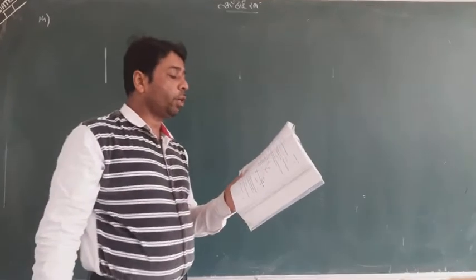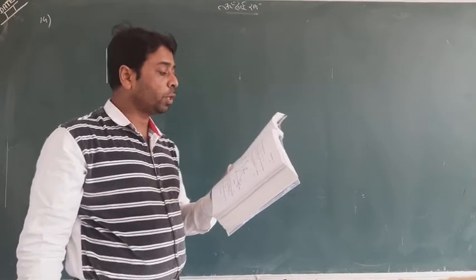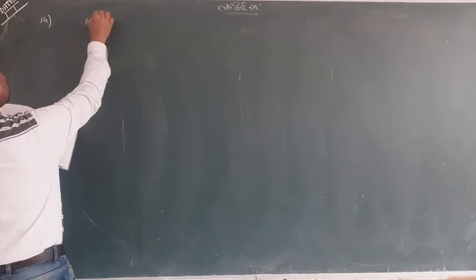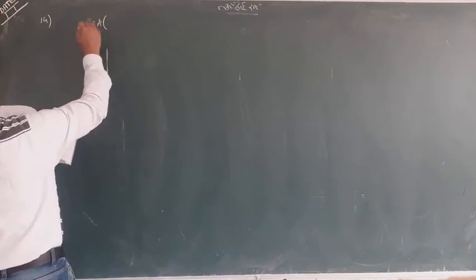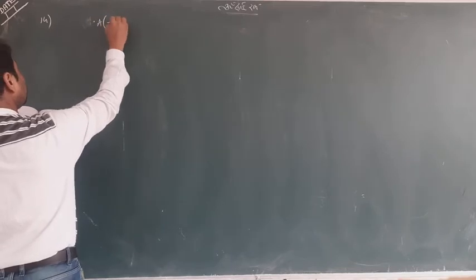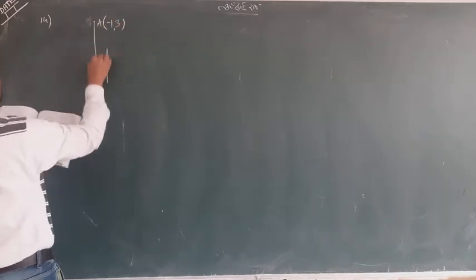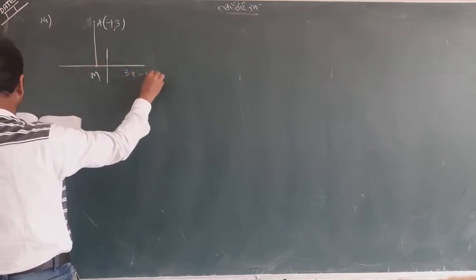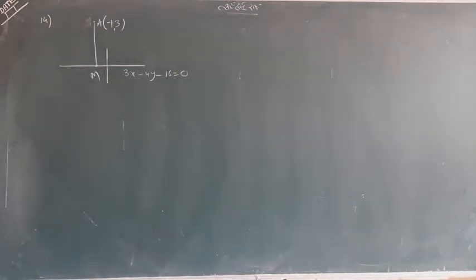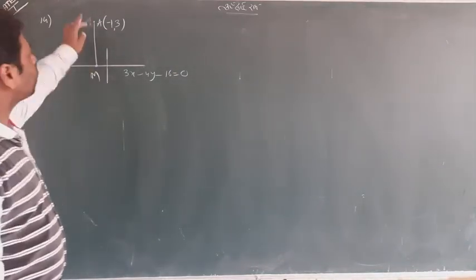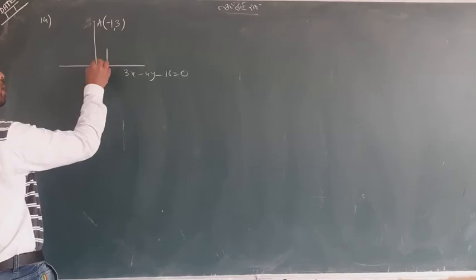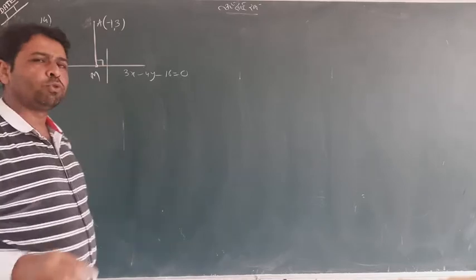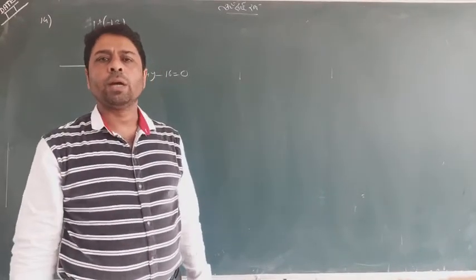Find the coordinates of the foot of the perpendicular from -1, 3 to the line. This question is a beautiful question actually. Let me explain. Suppose this point A is -1 and 3, and this is the line 3x minus 4y minus 16. We want to find the foot of the perpendicular drawn from A to the line. We have to find M. This is a perpendicular drawn from A to the line. M is called the foot of the perpendicular, and we will find the coordinates of M.